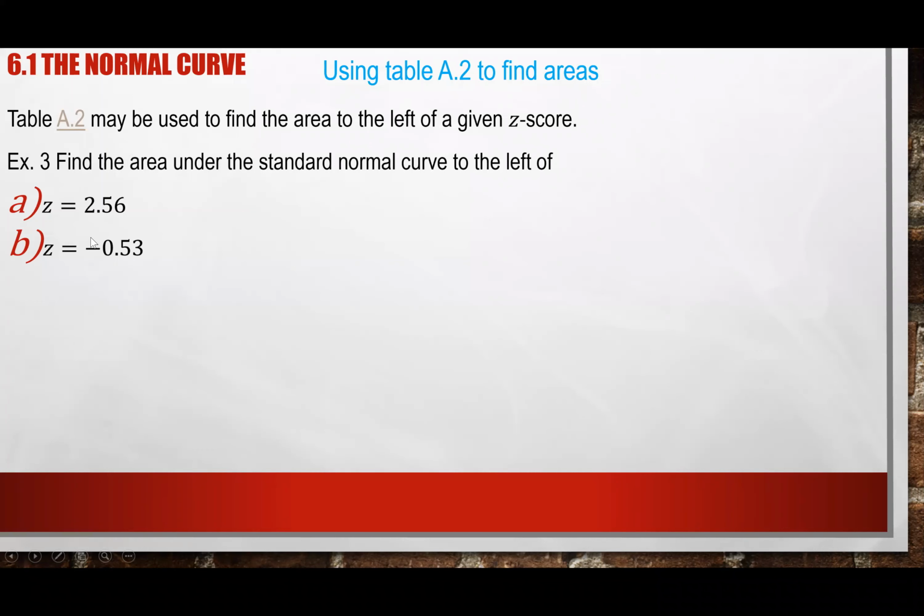One thing I want to point out is there is this method on your homework. They will ask you to use the table. If you click on the table, they say table A1, which for you guys in the book is appendix 2, A2, not A1. We can use that to answer our question. They ask you to find the area under the standard normal curve to the left of a z-score of 2.56. Ladies and gentlemen, let me share my screen.